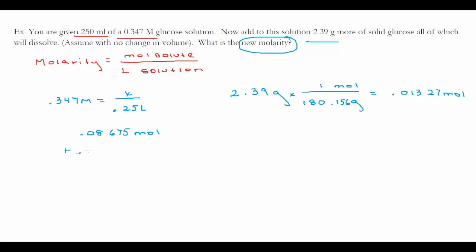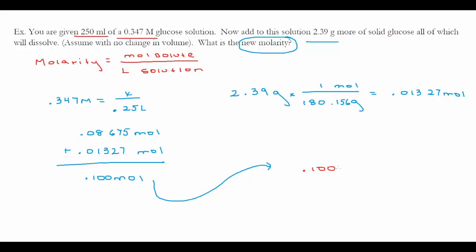So I'm going to add to this 0.01327. And the total that I get here is approximately 0.100 moles. So I've taken 0.100 moles, and now I need to find the concentration. I need to take that total number of moles, and I need to divide it by the volume. Now notice that this problem notes that you do not change the volume by adding the sugar. So my initial volume stays the same, so I'm going to divide that by 0.25 liters. And so what I get for my new concentration is 0.40 molar.